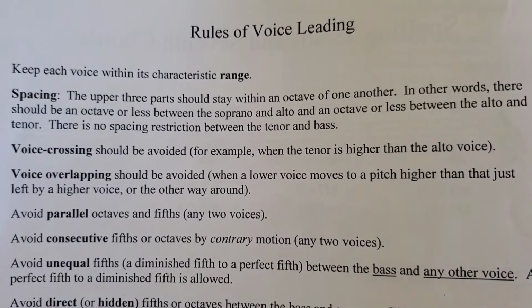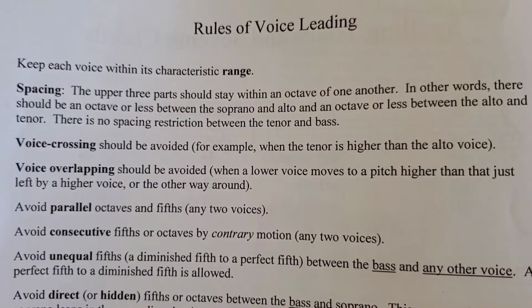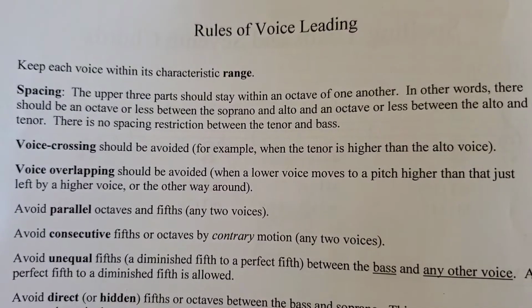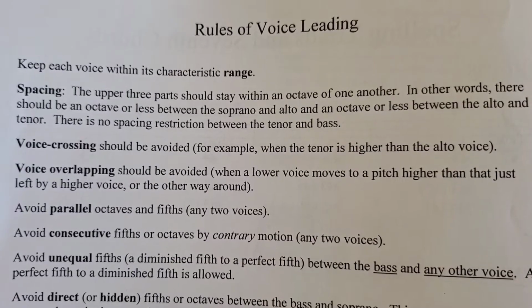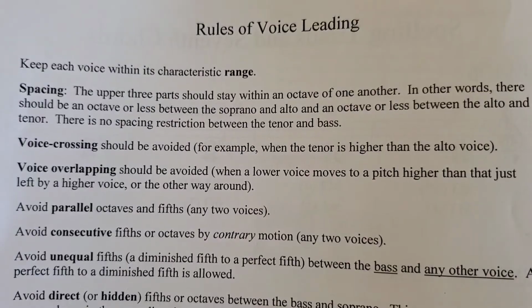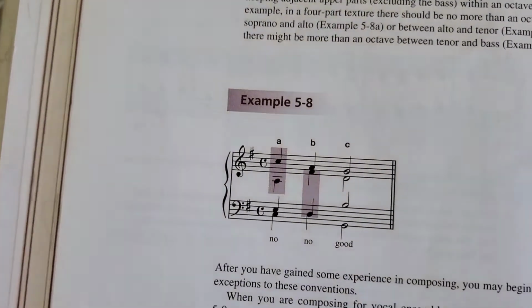Okay, the next rule talks about spacing, and it says the upper three parts should stay within an octave of one another. In other words, there should be an octave or less between soprano and alto, between alto and tenor. However, there is no spacing restriction between the tenor and the bass. Let's take a look at the examples from the textbook. This is on page 76, example 5-8.